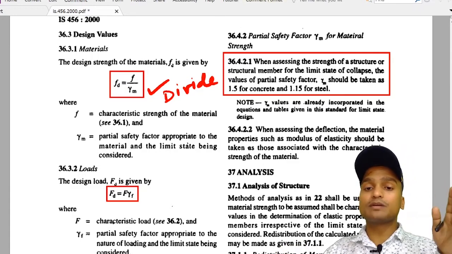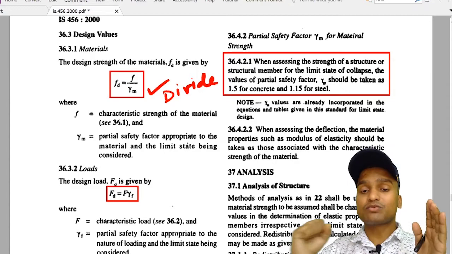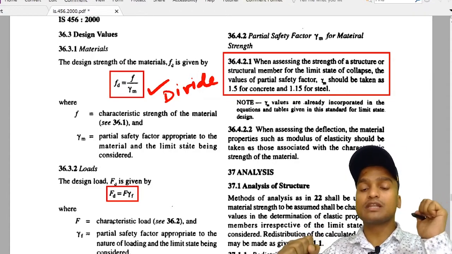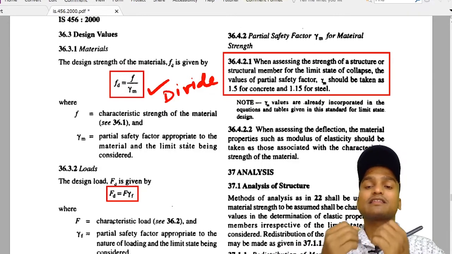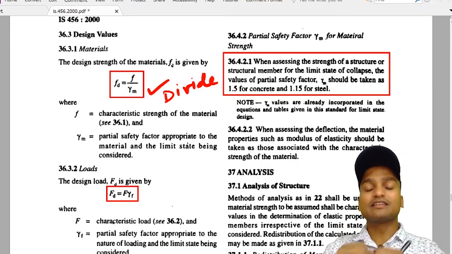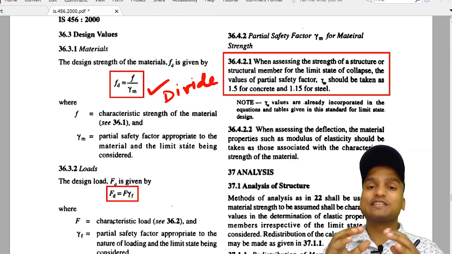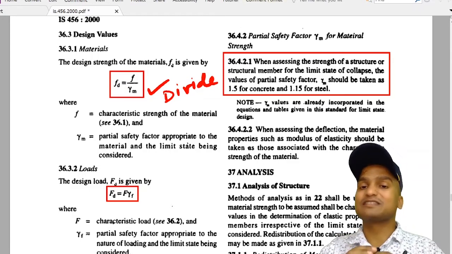अब इन दोनों को मुझे मैच कराना है. इस स्ट्रेंथ से मुझे इस लोड को झेलना है, और इसको कैसे झेलना है? डिज़ाइन करके. कितना क्रॉस सेक्शन प्रोवाइड करना है, कितनी स्टील प्रोवाइड करनी है. So this is the basic concept of limit state method.